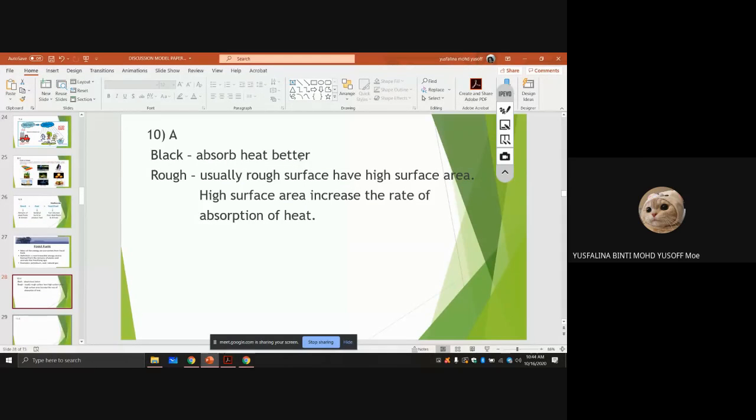And for the rough surface, usually a rough surface has a high surface area. A high surface area will increase the rate of absorption of heat. So high surface area means there is more surface, and more surface means you can absorb the heat better.